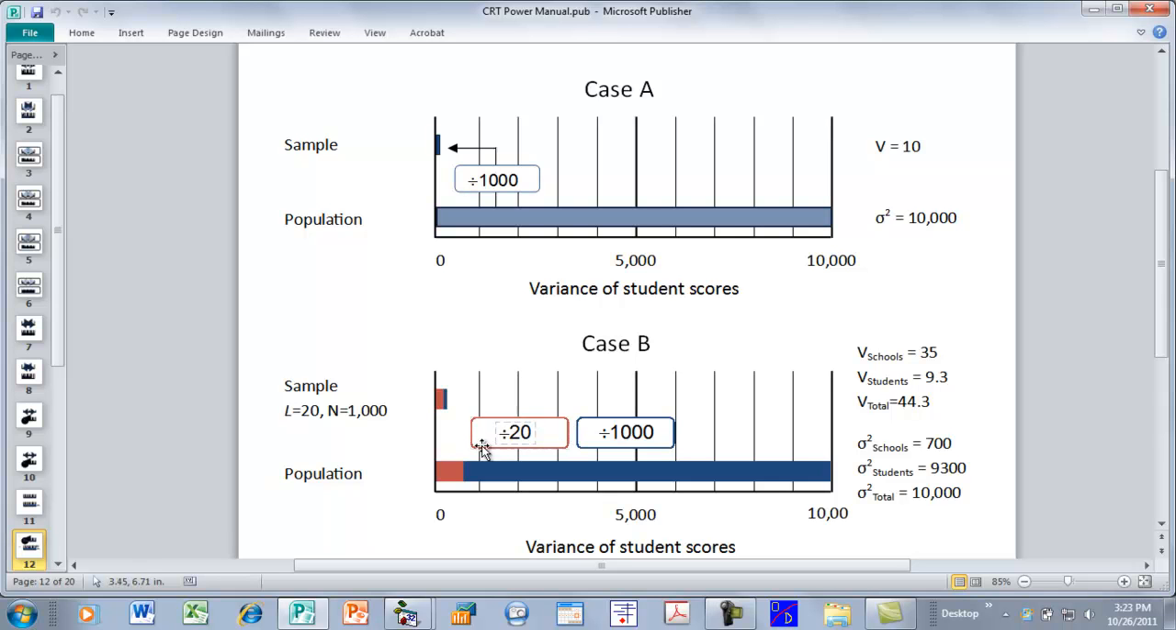So the key thing is, again, we need to deal with each component of the variance separately. Increasing the number of students decreases this little piece over here. Increasing the number of schools decreases this piece over here. In this particular example, where we had 20 schools and a total of 1,000 students, we ended up with this component of the variance being 35. This is 9.3. So the total variance is 44, as compared to up here in case A, where the total variance ended up being 10. Obviously down here, there's more error variance, the estimate is less precise, and so power is going to be adversely affected.